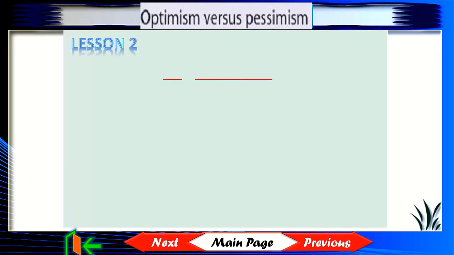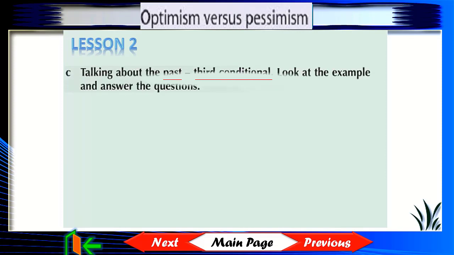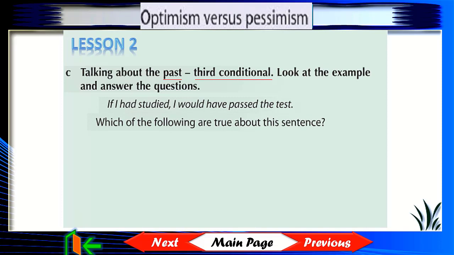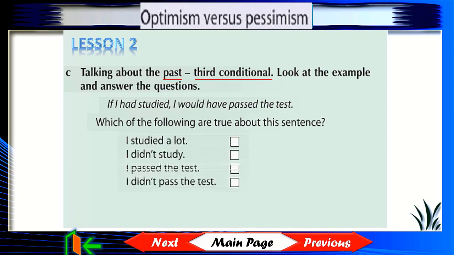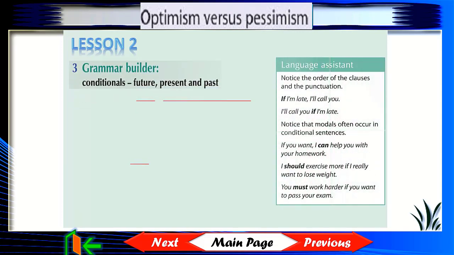Okay, now please go to your student books, the grammar of lesson 2 of unit 6. Down here we have some examples. If I had studied, I would have passed the test. Which of the following are true about this sentence? I studied a lot. I didn't study. I passed the test. I didn't pass the test. You have some seconds to think. So if I had studied, did I study? I didn't study. Did I pass the test? No, I didn't.